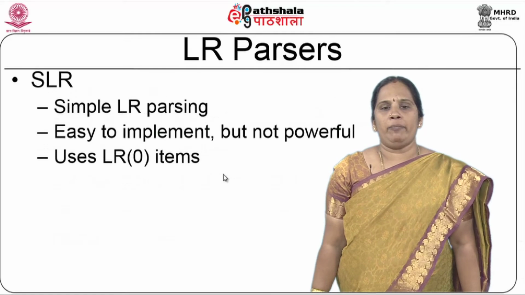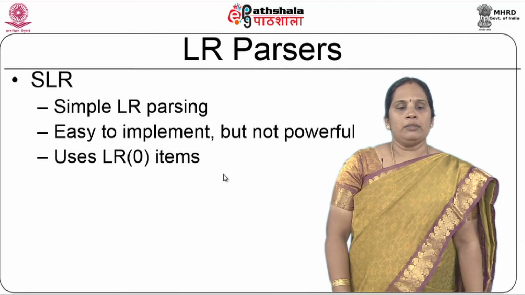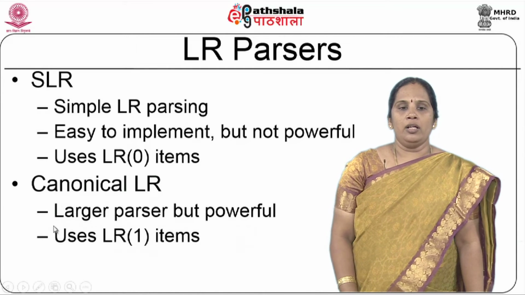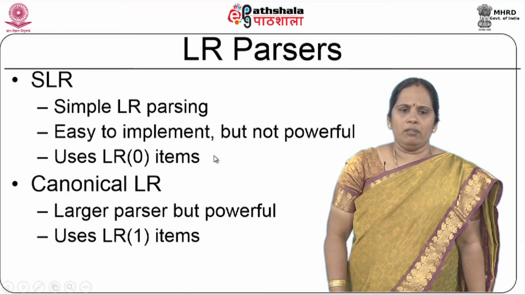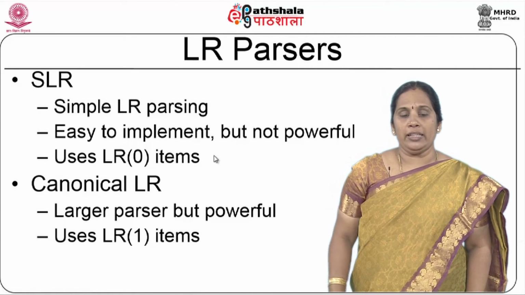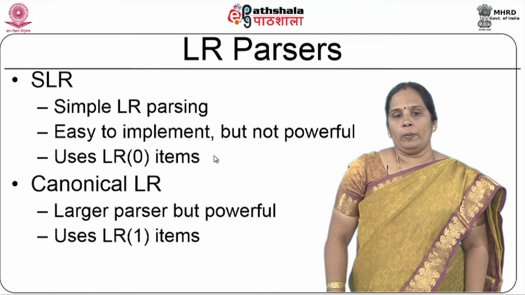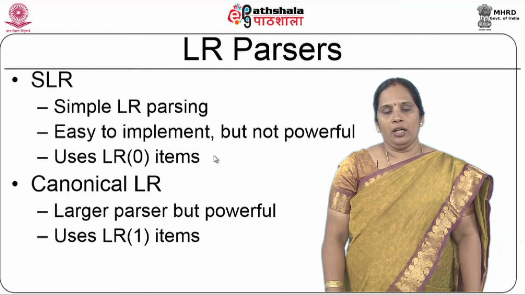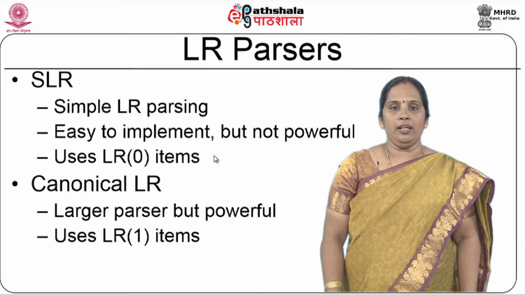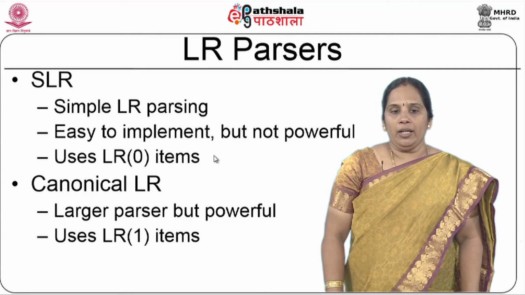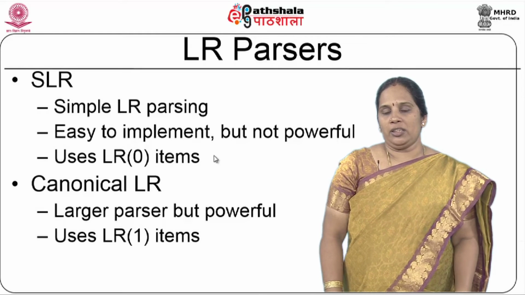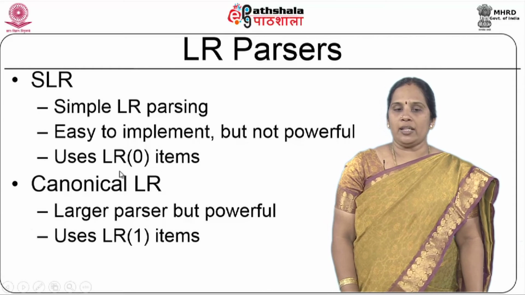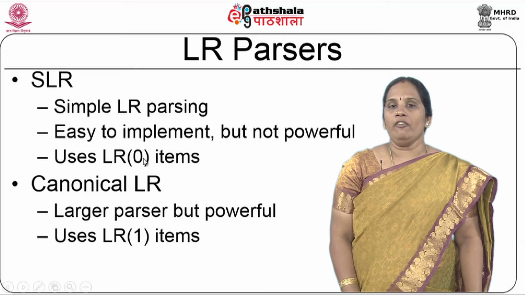LR parsers can basically be classified into three categories: simple LR, canonical LR and look ahead LR. Simple LR, as the name itself suggests, is simple LR parsing. It is easy to implement, but it is not powerful, and it uses what are called LR(0) items for construction. The parser is an SLR(1) parser. It has one look ahead symbol, but the item set which is constructed is the basis for constructing the parsing table. That item set construction is basically what is called LR(0) items.